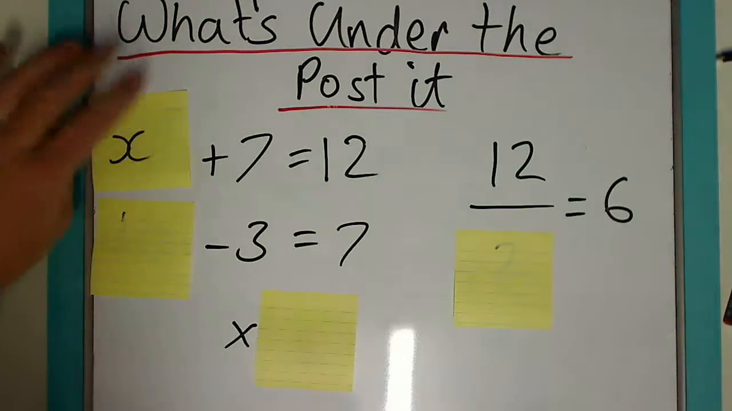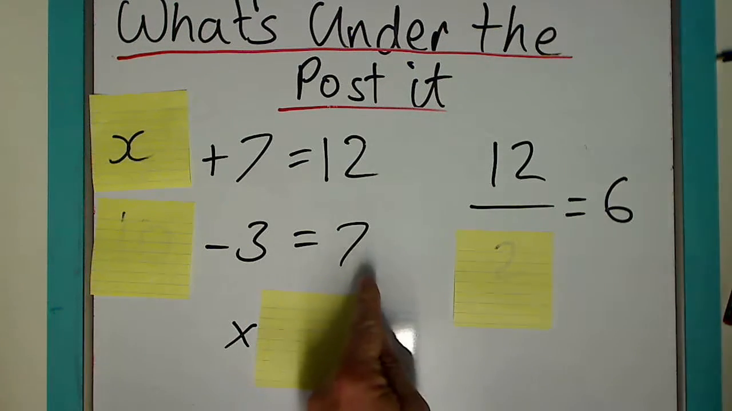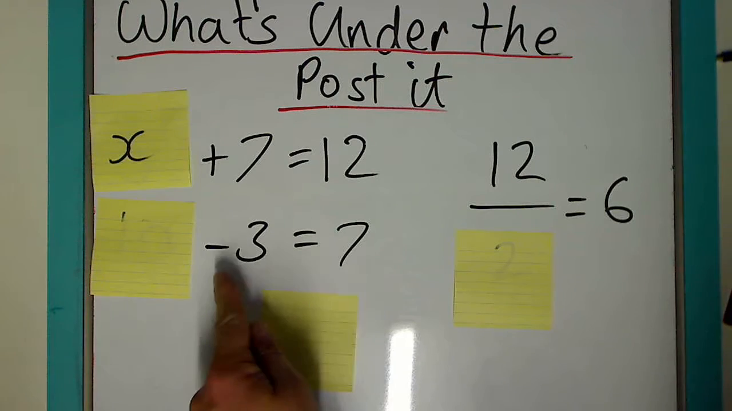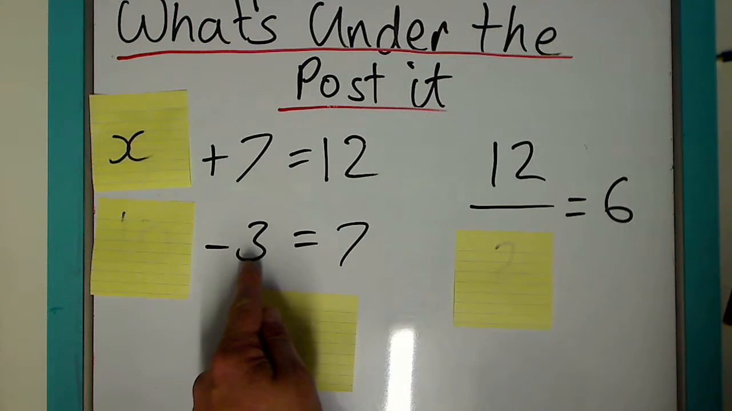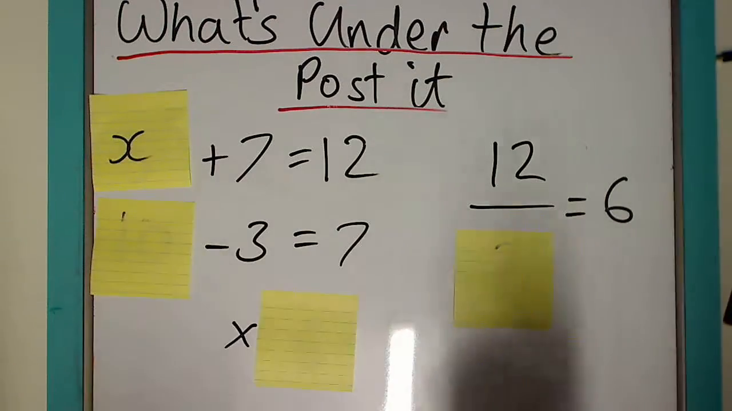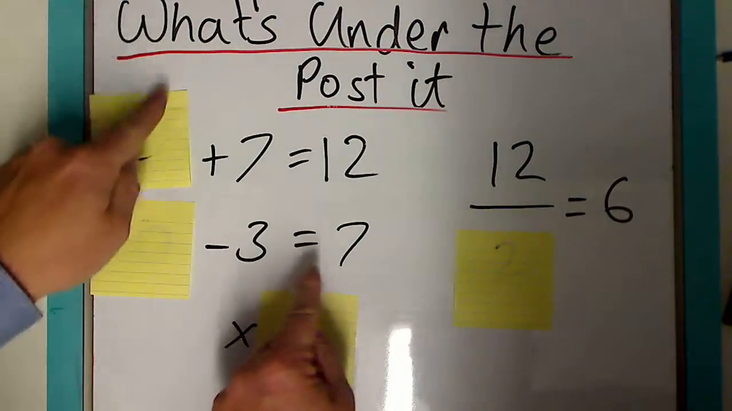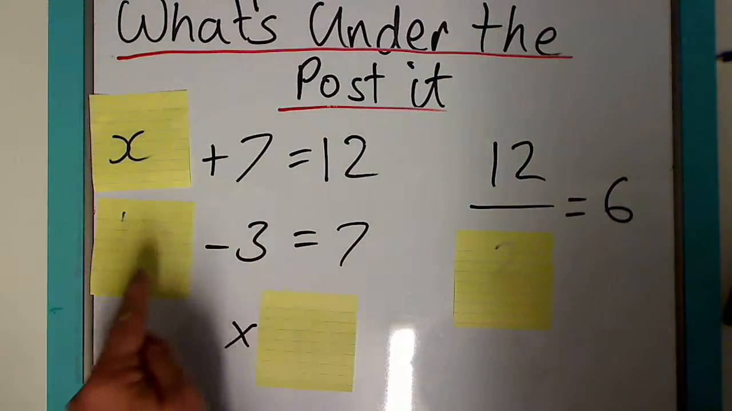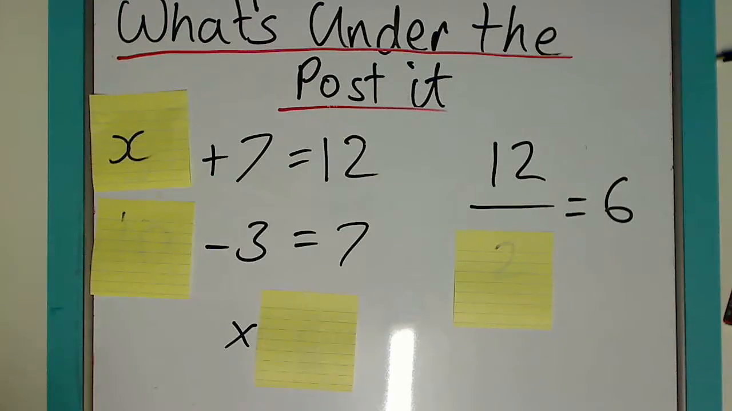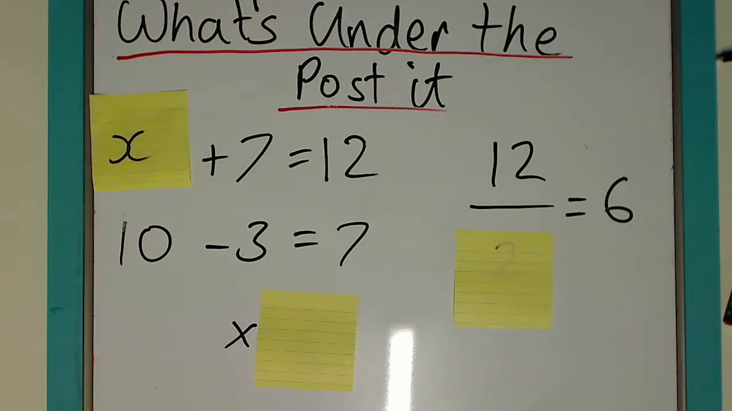Okay, so what do you reckon's under the next Post-it? Well, this one's a bit tricky. So I've got to go 7, but I'm going to reverse that. So that'll be a plus 3. So I'll go 7 plus 3. I'm guessing what's under the Post-it. Right, got to do it together. What's under the Post-it? It will be 7 plus 3. I'm going to go with 10. Genius.